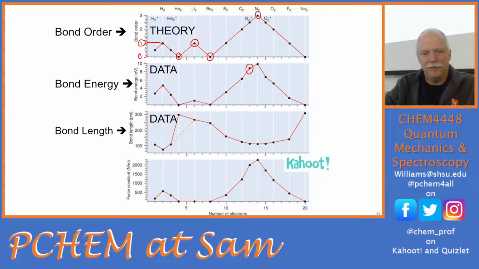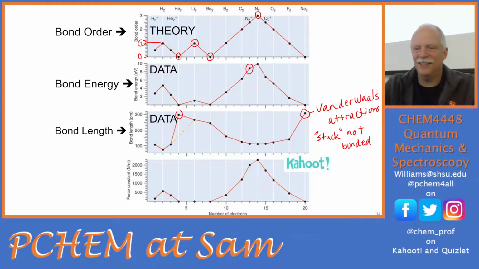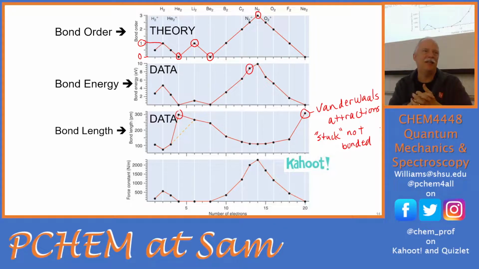But then you have this really long bond length for dilithium. Now, what's going on here? These atoms are not really bonded. Those would be called van der Waals attractions. Okay, so I say they're stuck together, they're not bonded. Okay, the electron cloud does oscillate, and that's a result of what we call instantaneous dipole moments.